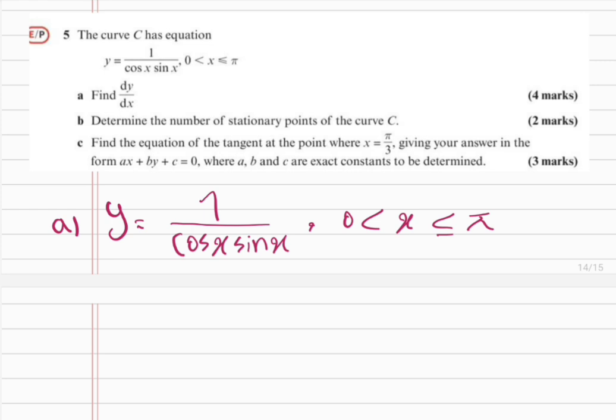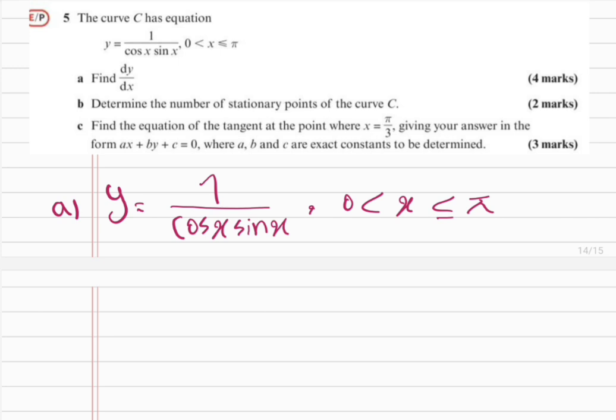For part A, we need to differentiate the given function y is equal to 1 over cos x times sin x. Before we differentiate this, we can use trigonometric identities to simplify the function and then differentiate that, because that makes the differentiation much quicker and easier.